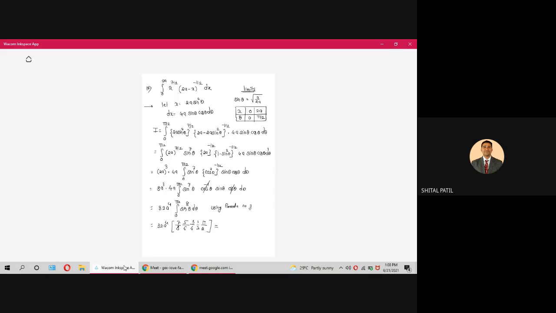Simplify and see what answer is. Please check whether your answer is like this or not: 35 by 8 pi a raised to 4. Next.